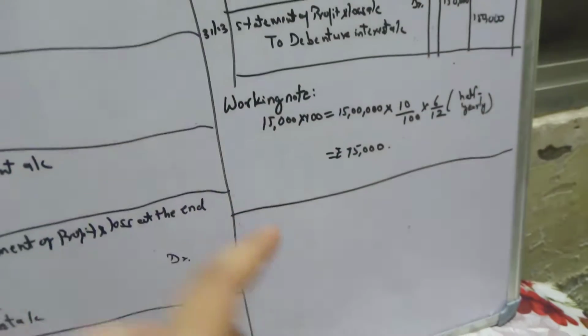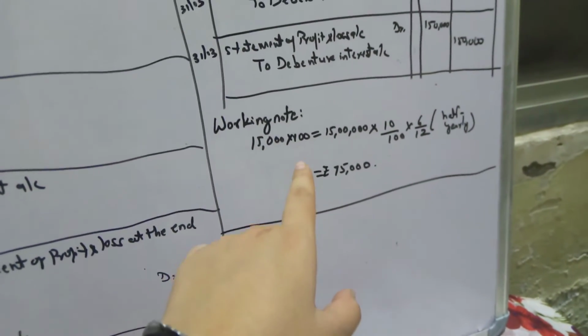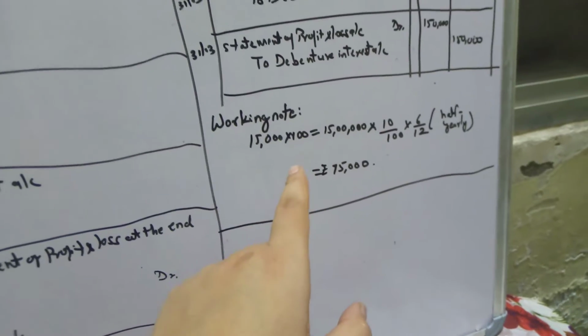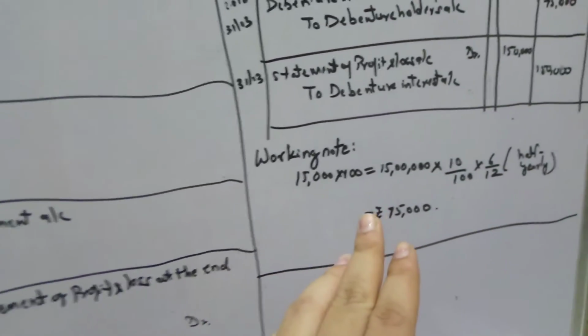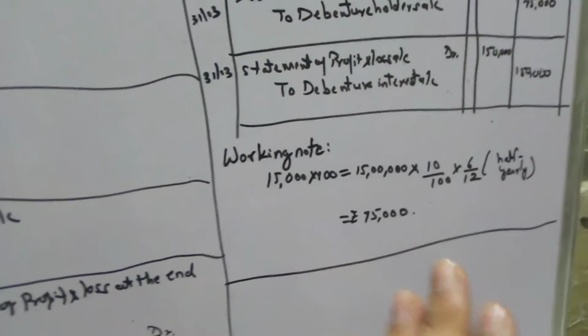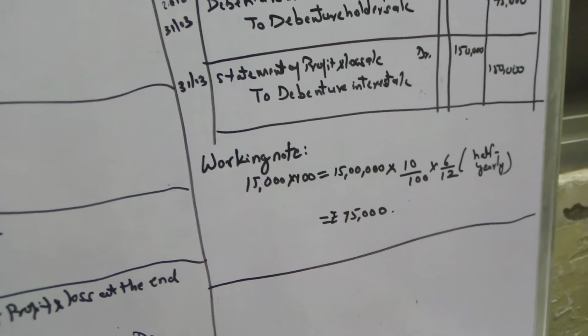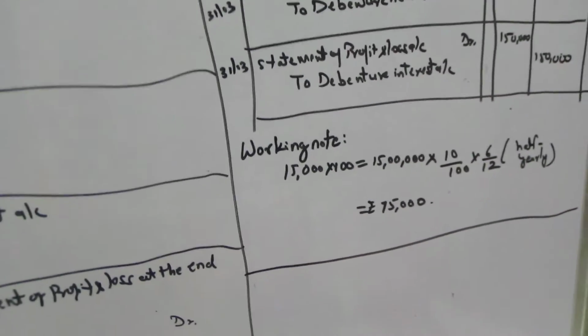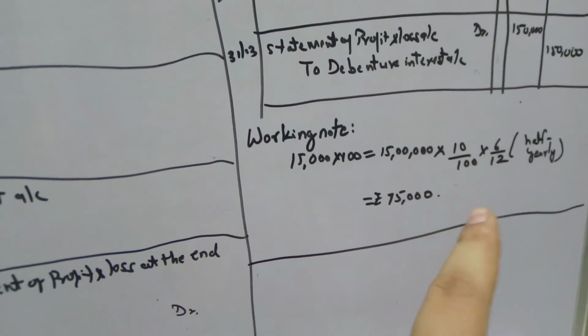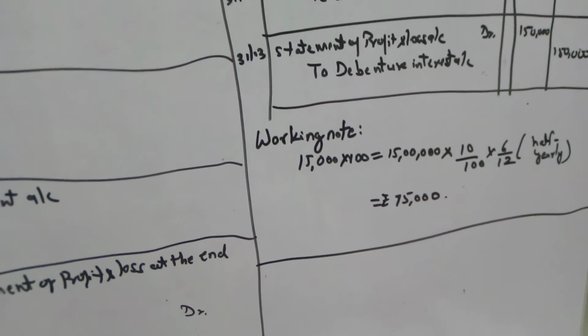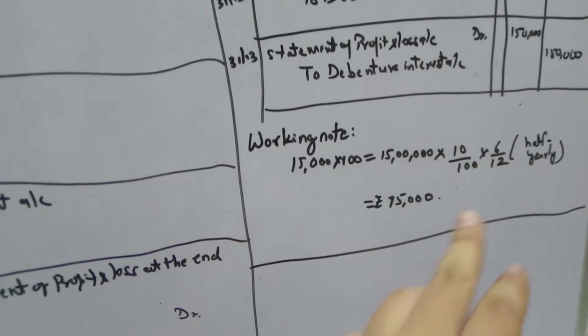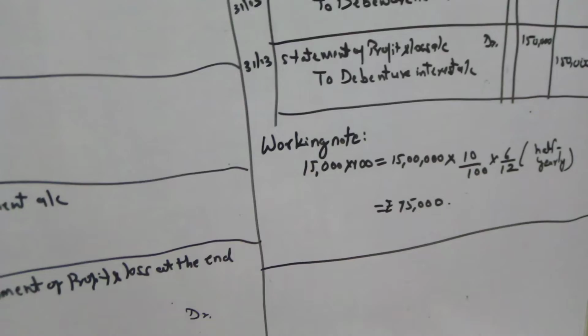So let's have a look at the working note first. 15,000 debentures multiplied with the face value, because interest is always calculated on nominal value or face value. So 15,000 multiplied with 100 gives you 15 lakh. Then 10% of 15 lakh is 1,50,000. Since the question says the interest has to be calculated half yearly, 6 divided by 12 represents your 6 months, so when you cancel out, you will get 75,000 as your interest amount.